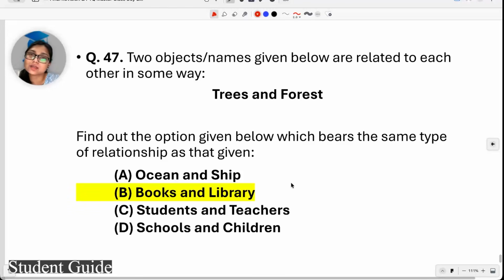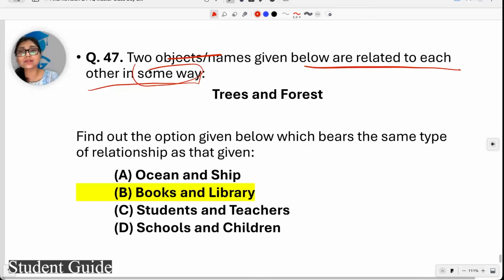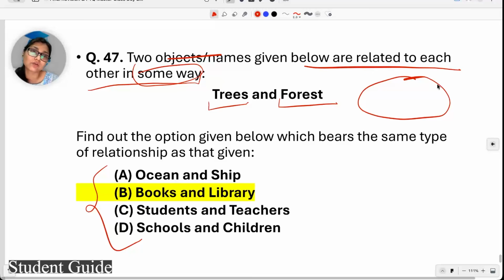Moving to the next question. In exams, this type of question is very common. This question is asking, two objects named below are related to each other in some way. You need to find in which way they are related. How will you find it? We will go with the options. As it is asking about trees and forests, you already know this is the circle of forest, and inside this forest there may be trees. Now we need to find a similar type of relation in these options.